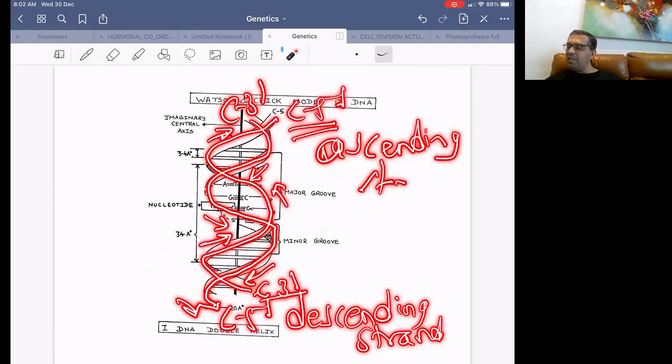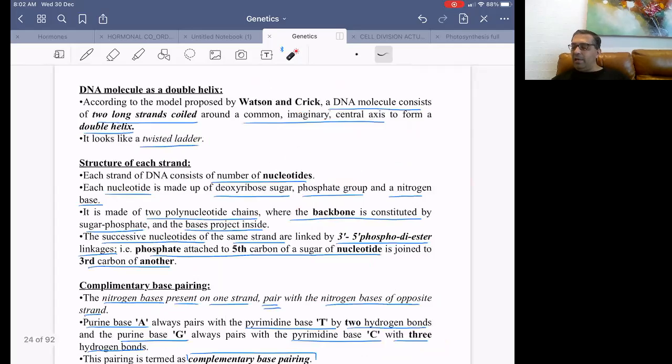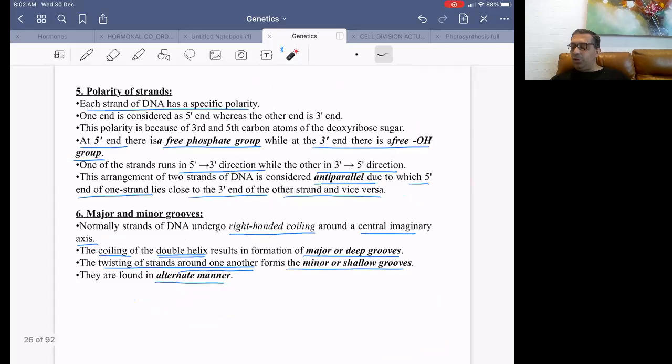So both the strands are parallel but in the opposite direction. Hence they are called anti-parallel in nature. The two strands are called anti-parallel in nature. So that is anti-parallel nature. Then we have grooves, major and minor grooves.